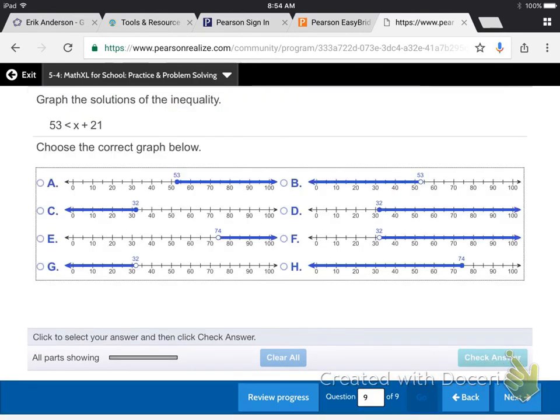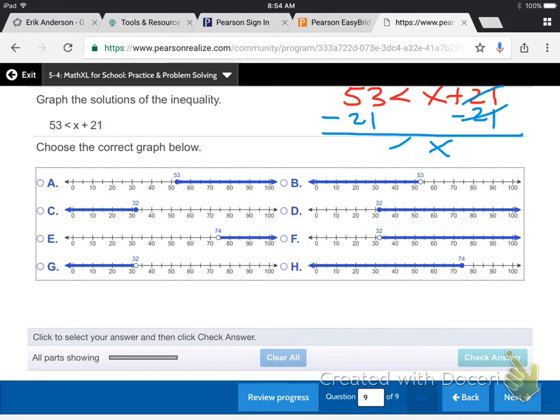Okay, last problem in the problem set. It says graph the solution. So we have 53 is less than x plus 21. And we know what to do. We are going to subtract 21 from both sides of the inequality. That makes 0. Bring down the x, bring down the inequality, and 53 minus 21 is 32.